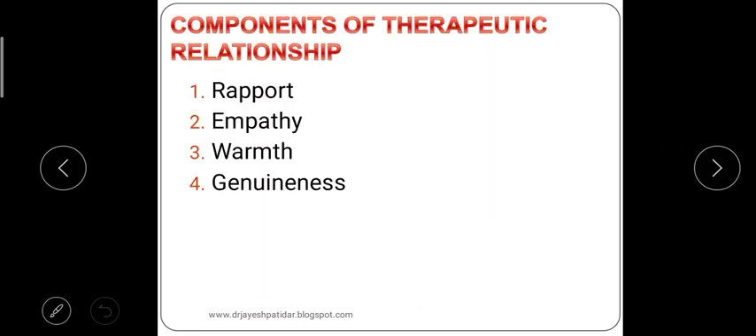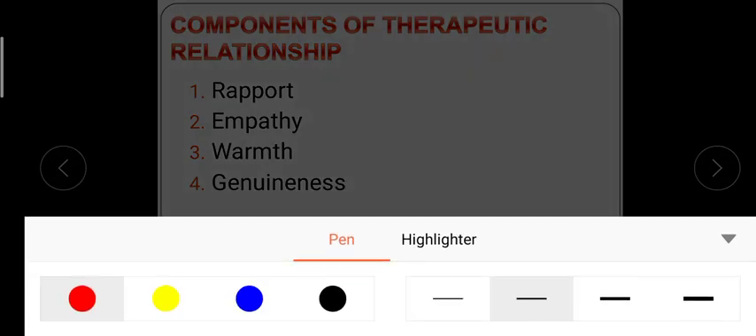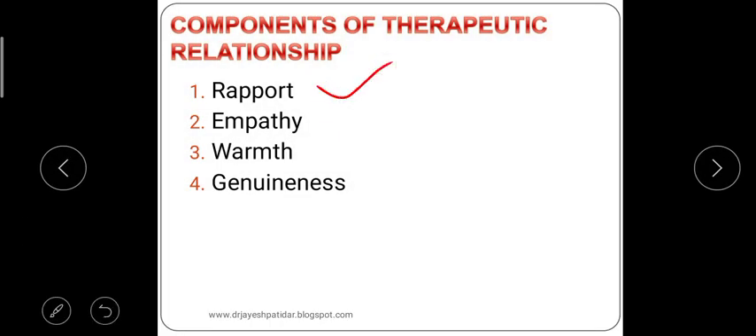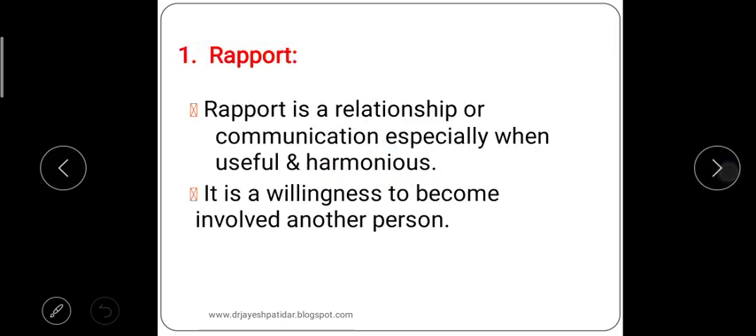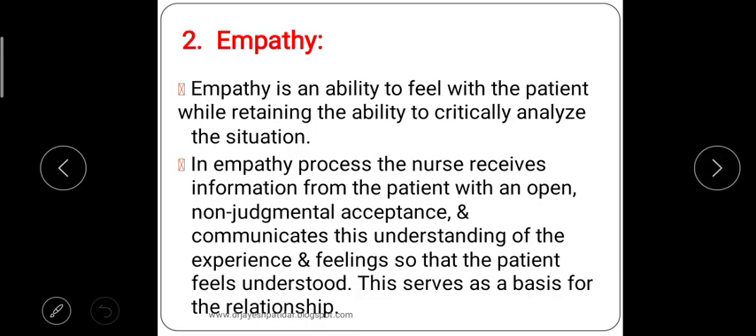Next we are going to study the components of therapeutic relationships. There are four components: rapport, empathy, warmth, and genuineness. So what is rapport? Rapport is a relationship or communication, especially when useful or harmonious, and it is a willingness to become involved with another person. Next we are going to see what is empathy.